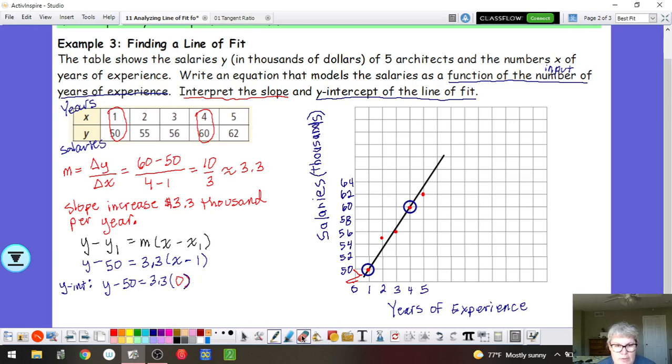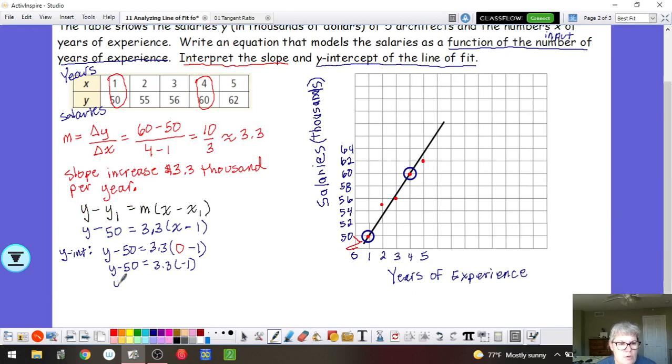Oops, I don't want that set of parentheses yet. Plug in 0 for x, and simplify to find y. So 0 minus 1 is negative 1. So we'll have 3.3 times negative 1, which is going to turn into y minus 50 equals negative 3.3.